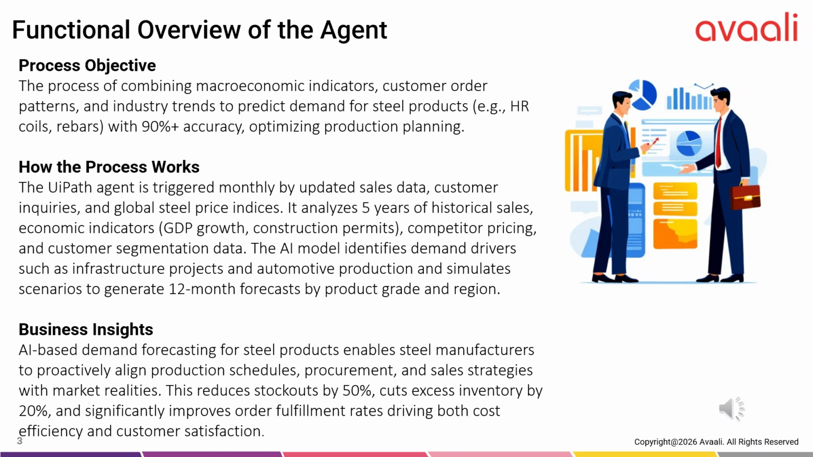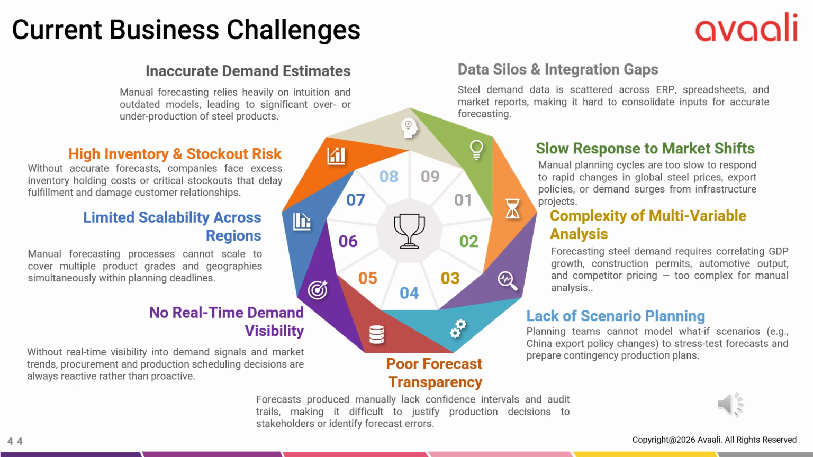Companies look at economic indicators, things like construction growth, infrastructure spending, and wider market demand. Customer order patterns, how much customers ordered in the past and how often they buy. Industry trends, overall demand in sectors like construction, automotive, and manufacturing. By analyzing all this information together, the company can predict future demand for steel products like coils and rebars with high accuracy. In spite of the importance of this process, many enterprises still face problems as below.